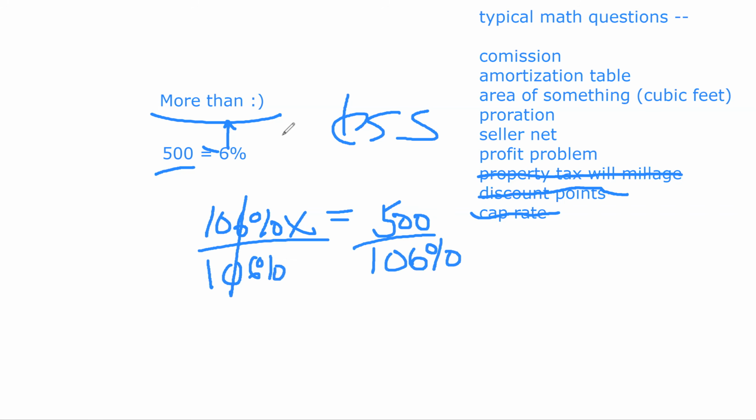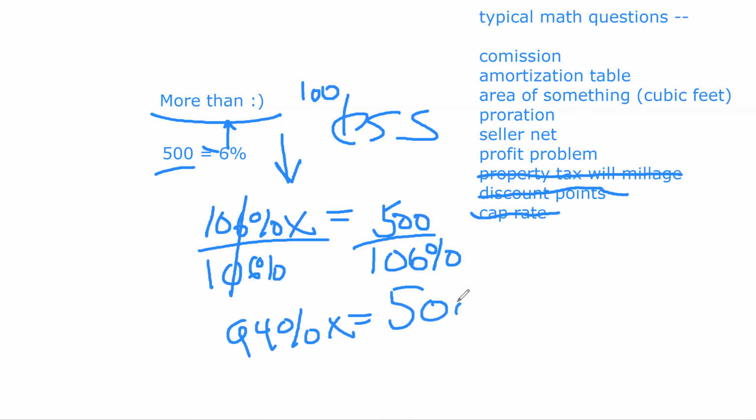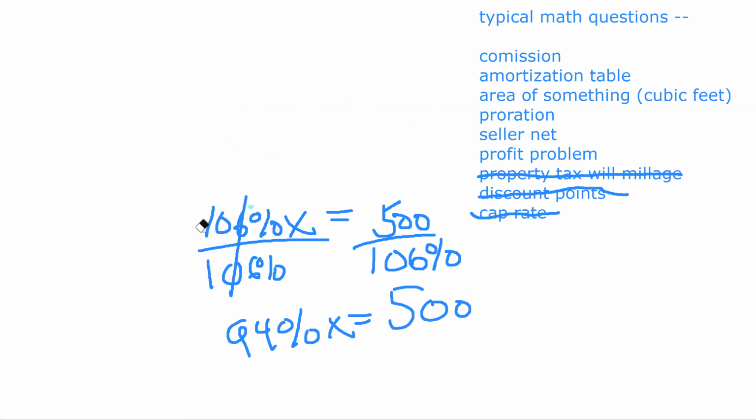Okay, same thing with a less than problem. It would be 100% minus. So if it was minus 6%, we would say that it's 94% times X would give you 500. And then what you do is you isolate X by itself by dividing each side by 94%. Okay, so that's our profit problem. Feel more than confident about letting you go out into the wild and do a profit problem after that.